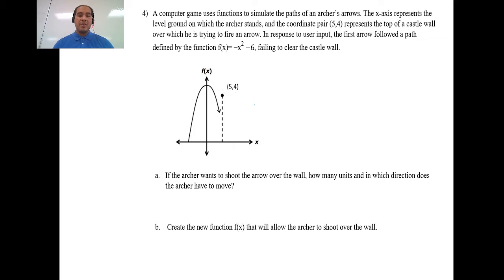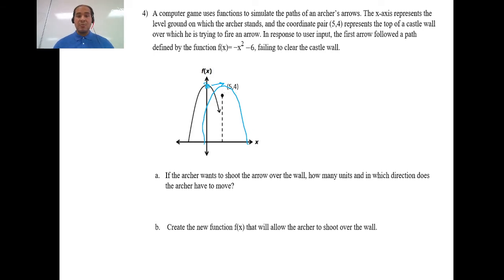So if the archer wants to shoot the arrow over the wall, how many units and in which direction does the archer have to move? Here where the archer stood, right in that spot, is not good enough to shoot that arrow over the wall. We need to shift over. So I'm going to imagine shifting this parabola over this way so that the shape crosses over the wall the way we want it. Sorry for my ugly drawings.